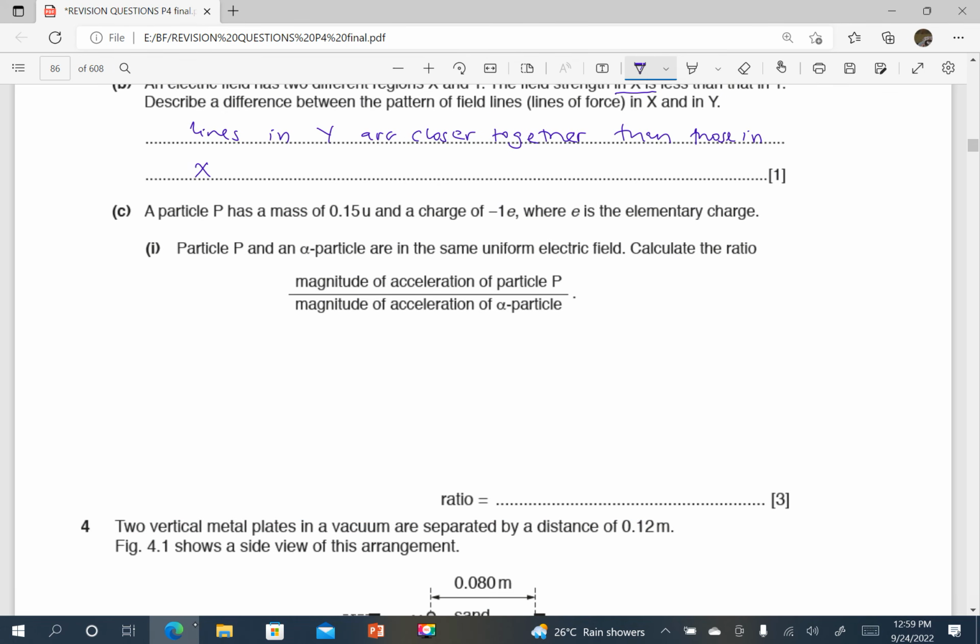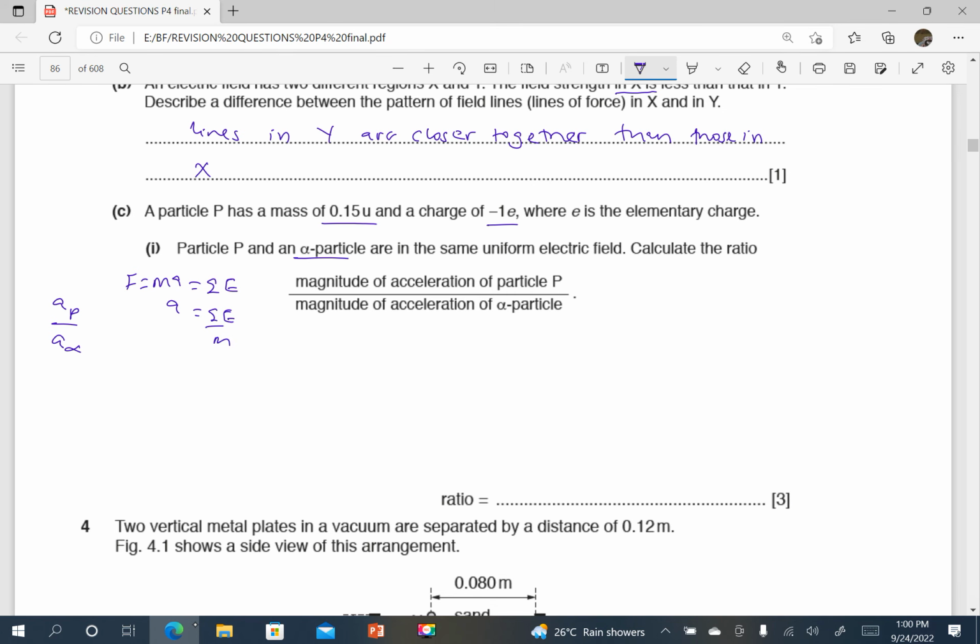A particle P has mass 0.15 U and charge negative E, where E is the elementary charge. A particle P and an alpha particle are in the same uniform electric field. Calculate the ratio of the acceleration of the particle P. So I will say acceleration of P divided by acceleration of the alpha particle. Note that force is equal to mass times acceleration, which is Q times E. So it means the acceleration is QE divided by M.